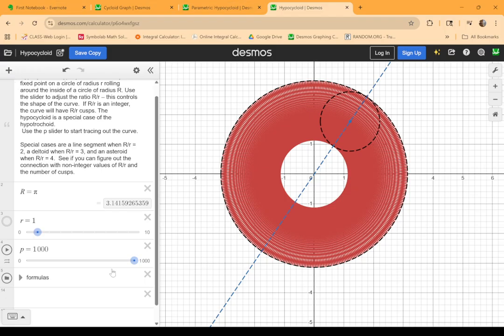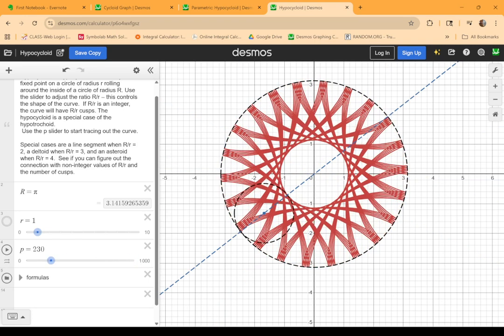All right, so here we see an example of some parametric curves that lead us to have some interesting shapes.